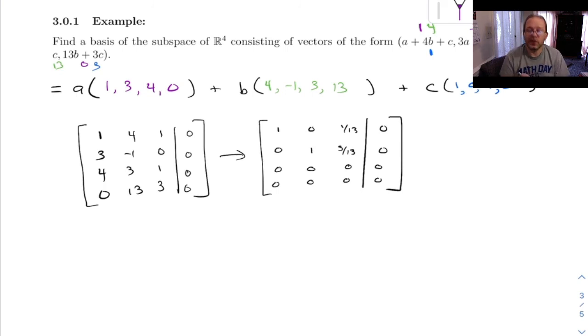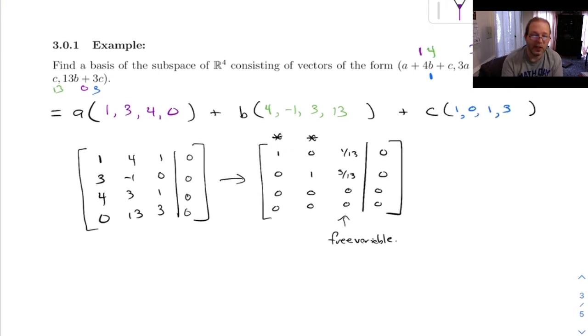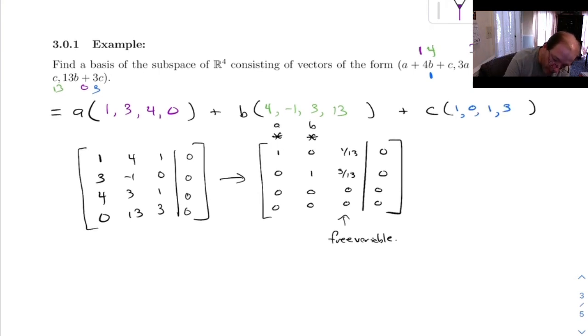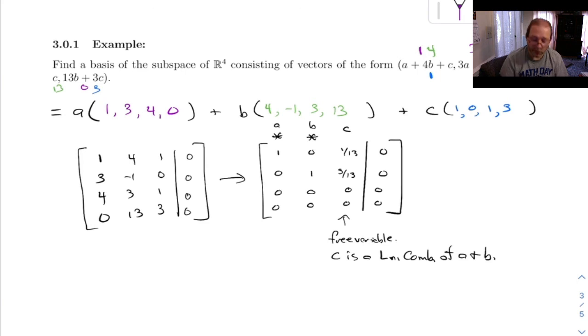Okay, here's the deal. This vector and this vector are linearly independent from each other. This one over here, because it's a free variable, that tells us that C is a linear combination of A and B. So what we can do is throw out the vector that goes with C.